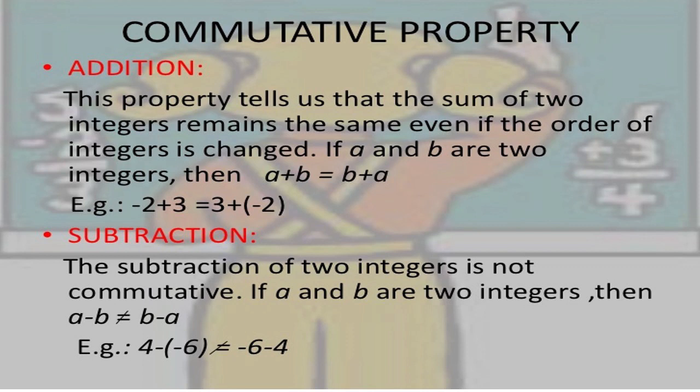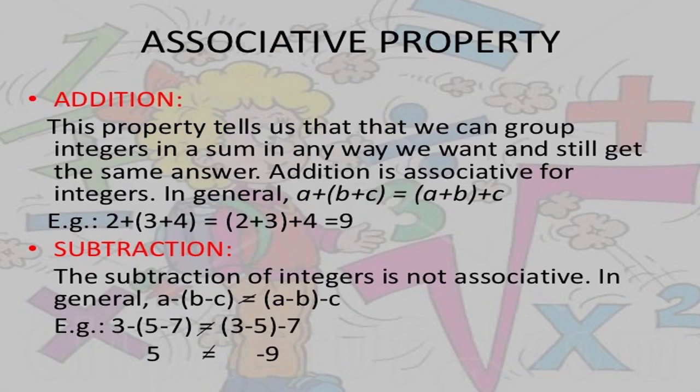In LHS, we are getting 2, and in RHS, we are getting minus 10. The results are not same both ways. So we can say a minus b is not equal to b minus a. So subtraction does not follow commutative property for integers. Now comes the associative property. Let's check it for addition.